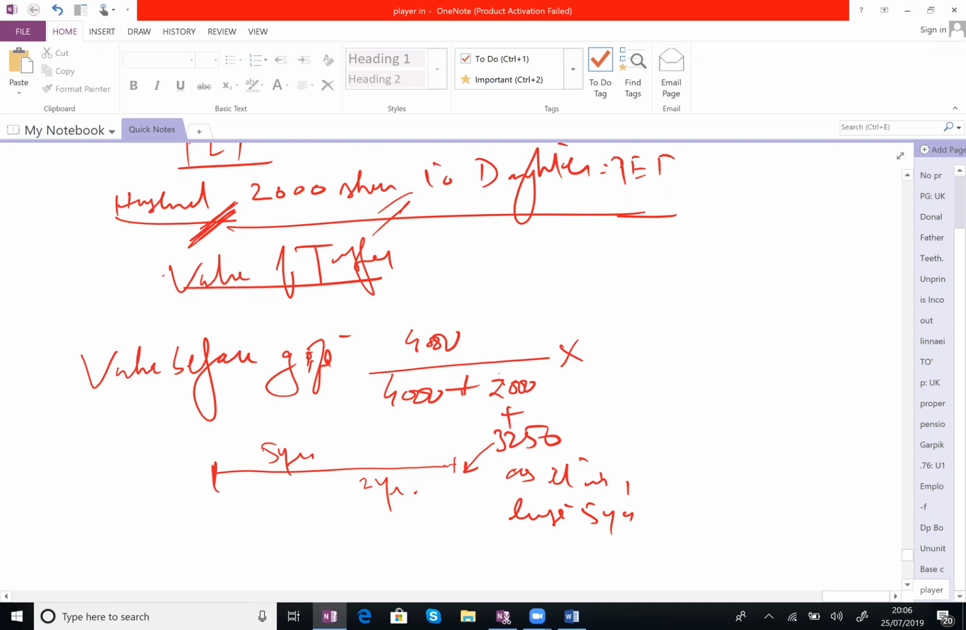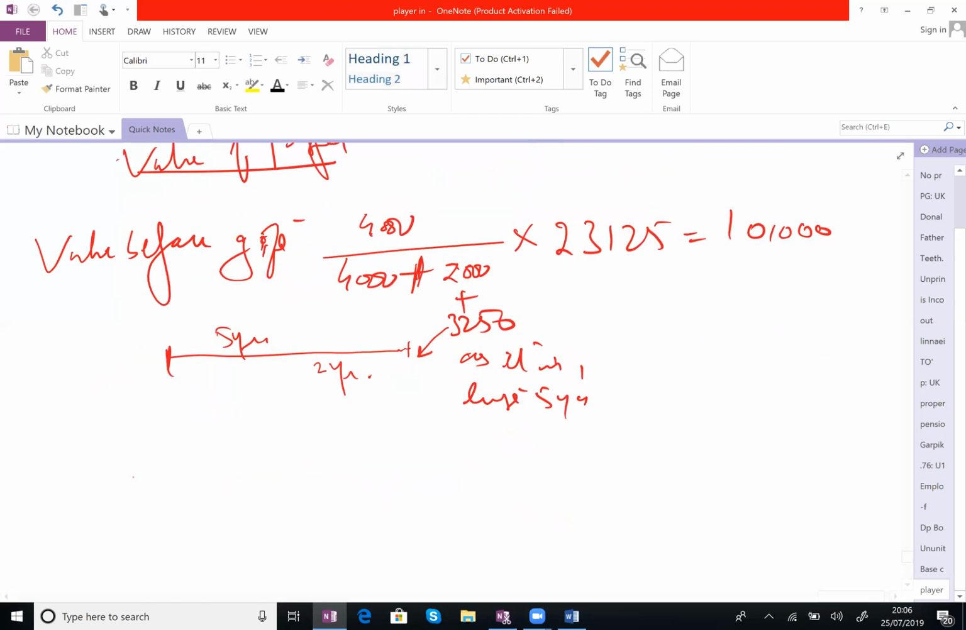So tell me, in the denominator, how many shares do you have? 4,000 plus 2,000 plus 3,250, which is 9,250 shares in total. The combined value is given in the table: 9,250 shares into 23,125 is equal to 10,000 pound.